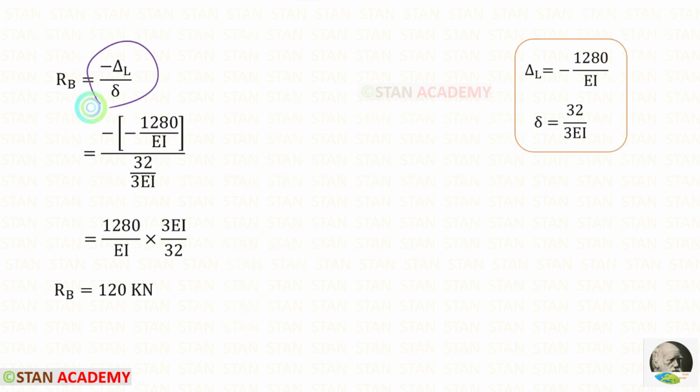In this formula, we have found both of them. Let us apply them. Negative into negative, it will become positive. We can take this term inversely and then multiply. EI and EI will be eliminated. For RB, we will get 120 kilonewtons.